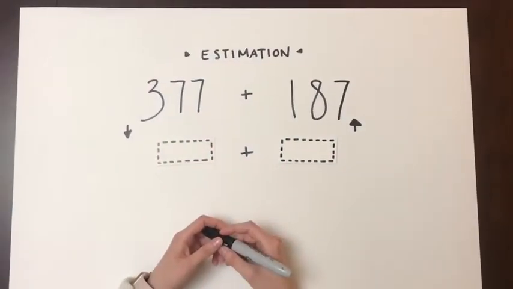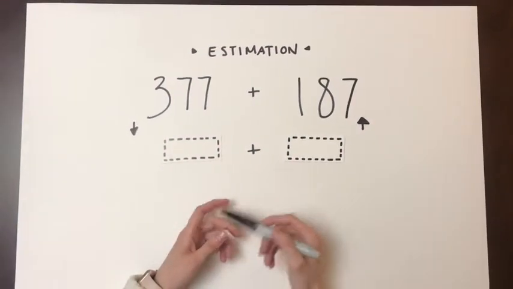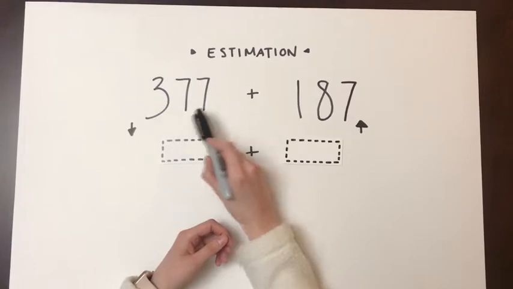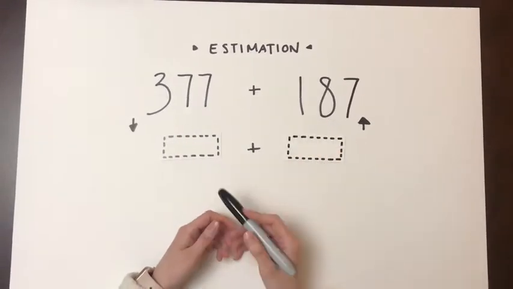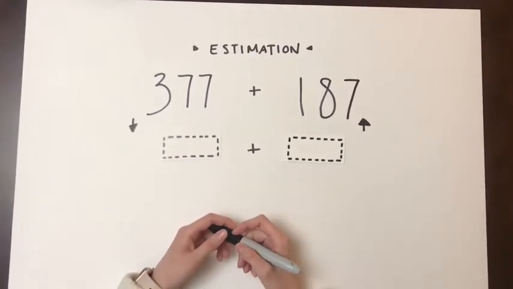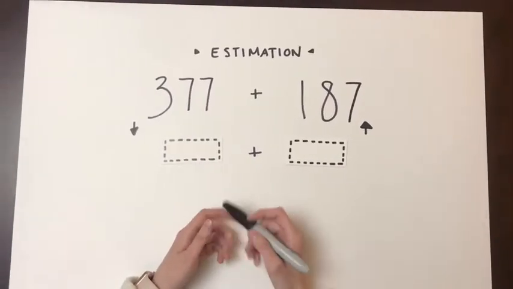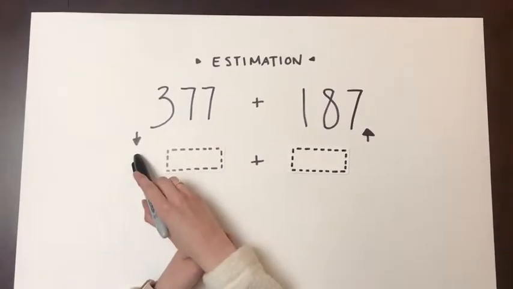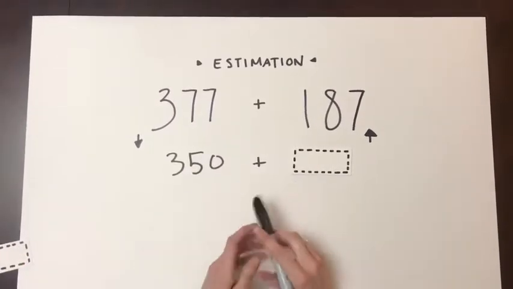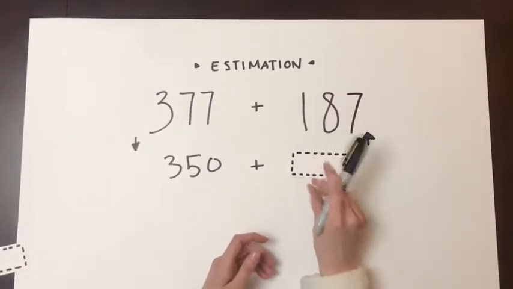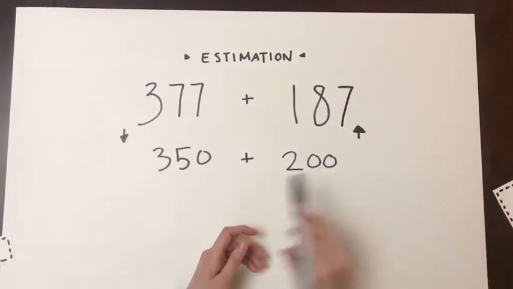Today, we will be adding two three-digit addends, 377 plus 187. But first, we will estimate our sum. To estimate more easily, we will look for benchmark numbers. So in this case, for 377, we will round down to 350. And for 187, we will round up to 200.